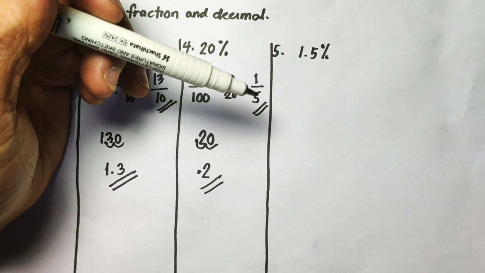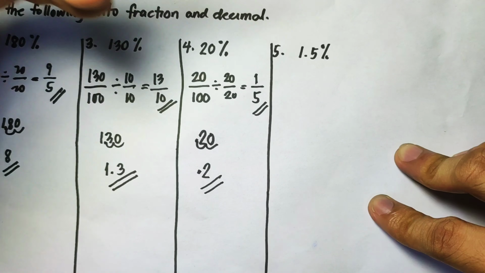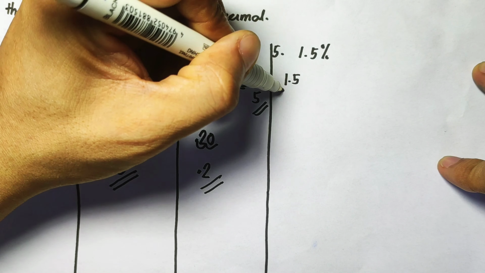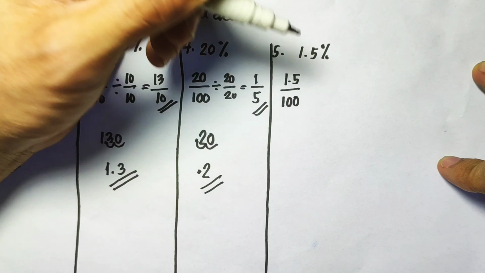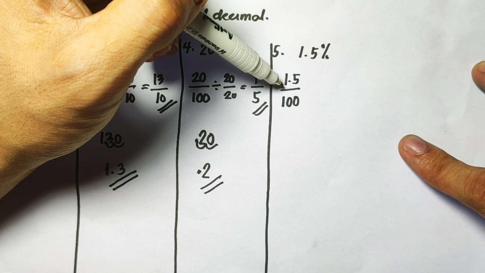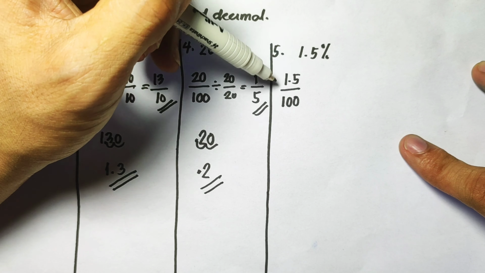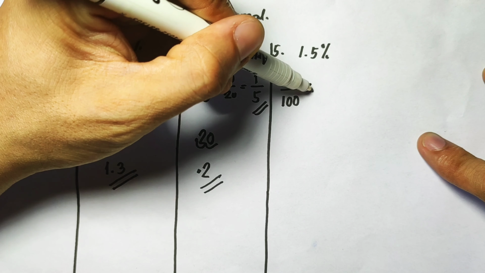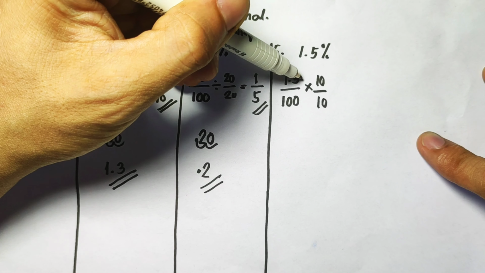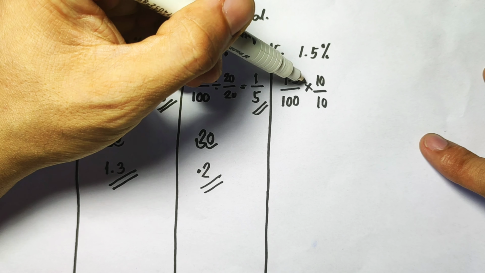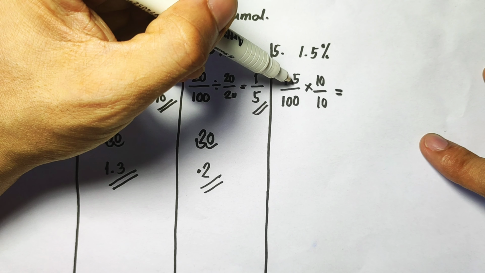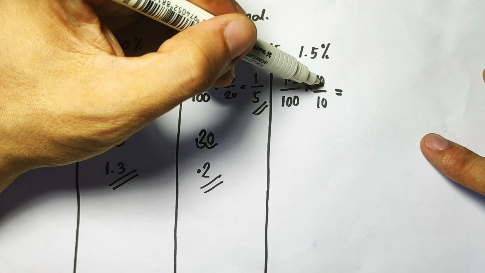Next, what about 1.5%? 1.5% is also 1.5 over 100. Okay, but as you can see, we have decimal in the numerator. By multiplying it by 10 over 10, since there is one decimal place there, if there is 2, let's say 1.52, you need to multiply it by 100. So since there's only one decimal place, multiply it by 10.